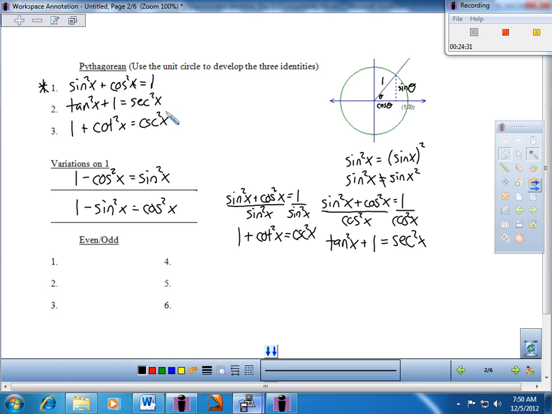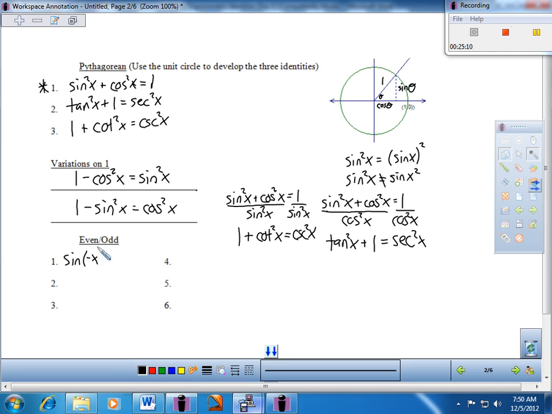Okay. It is a lot to process. I certainly know that, and we're going to take the time to develop it. That's not a problem. I'll kind of show you where these problems are leading in just a little bit, but you really have to know these pretty well. The reciprocals, the quotients, and especially the Pythagoreans. And as I said, put an asterisk next to number 1. That's the biggie.